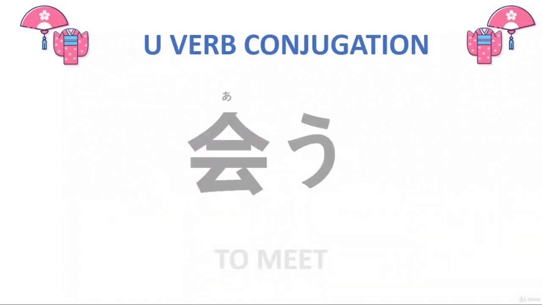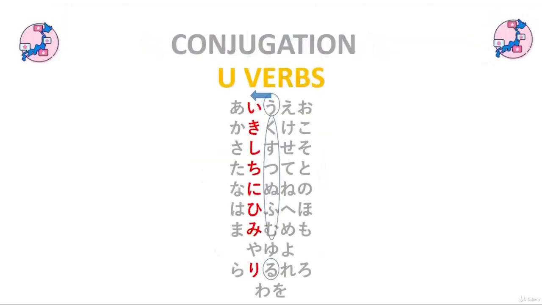Now, let's take a look at u verb conjugation. So we have this verb au, to meet. Okay, so it ends in u. So what do we do if our u verb ends in u? We go one step back. Okay, it doesn't matter if it's ku, su, tsu, nu, etc. For u verbs, we will always go one step back in conjugation. So if it's u, it will turn into i. What do I mean by that?